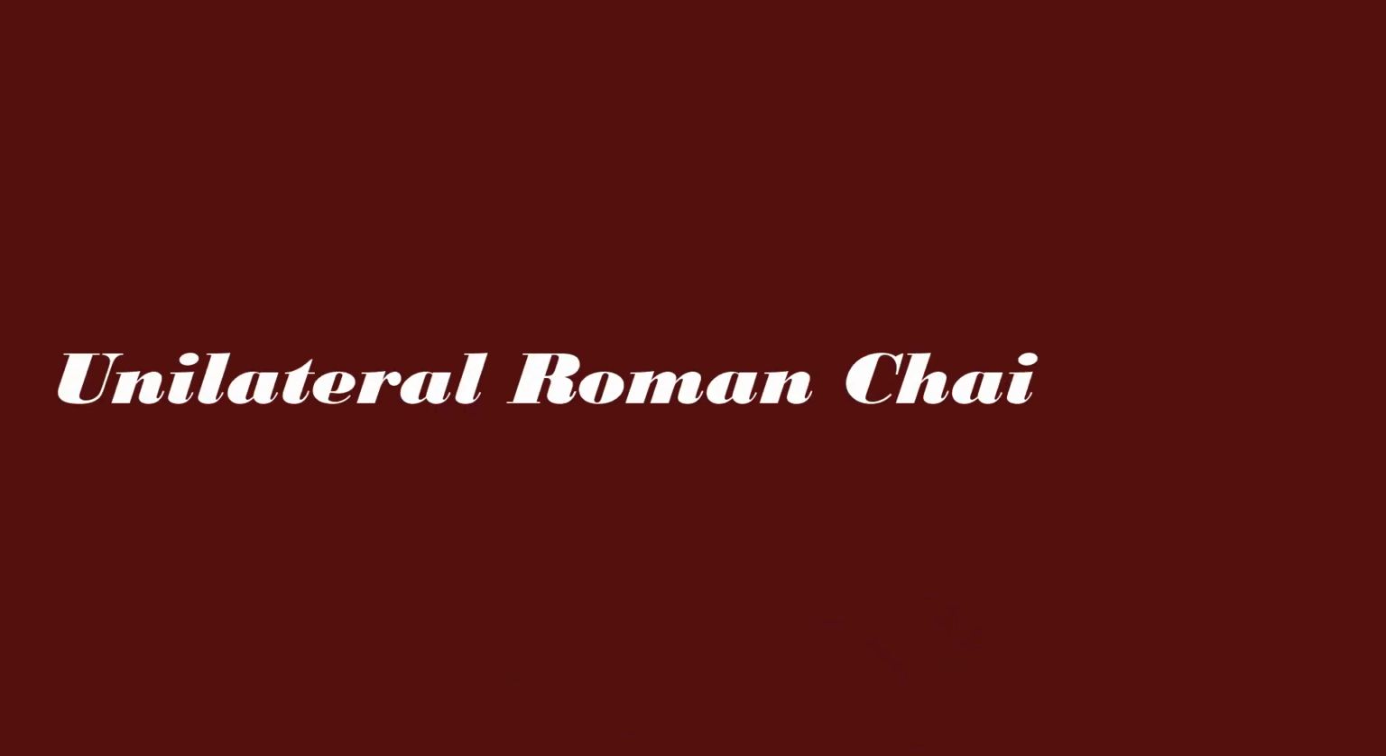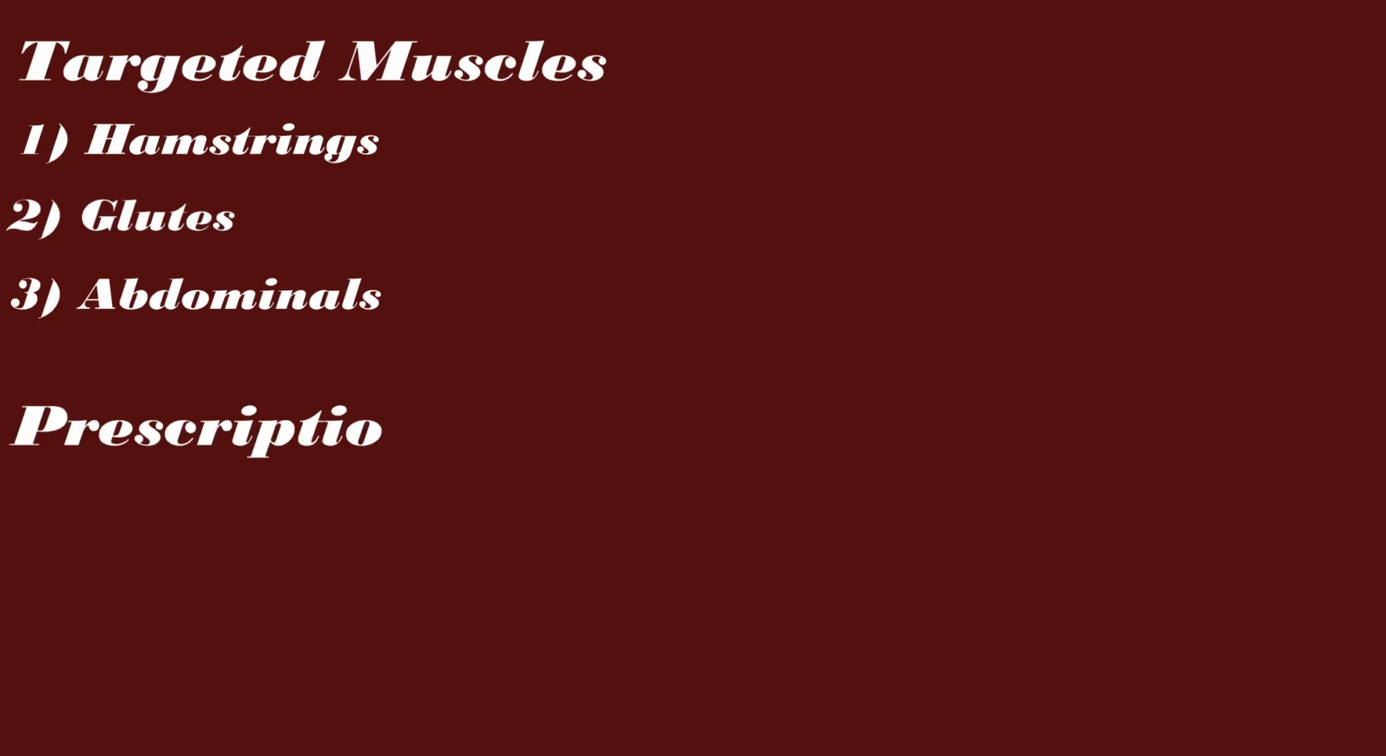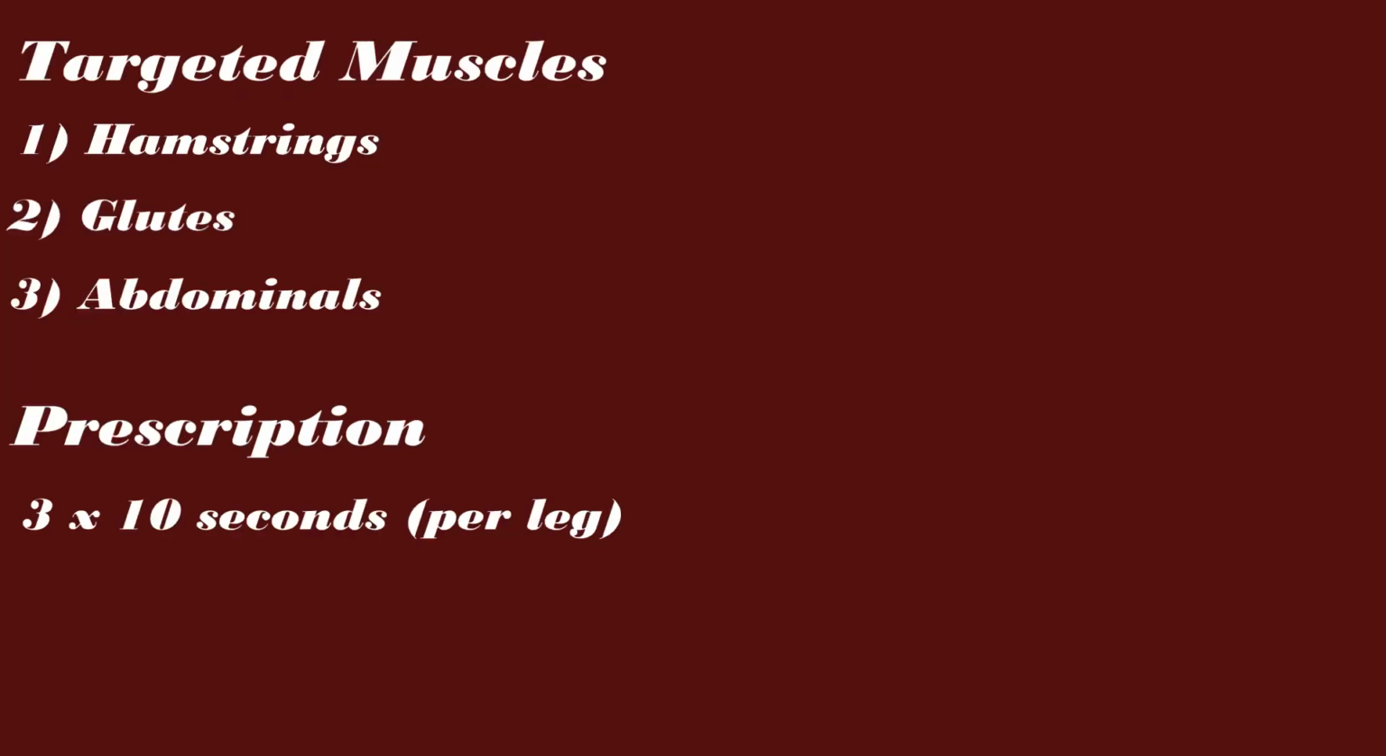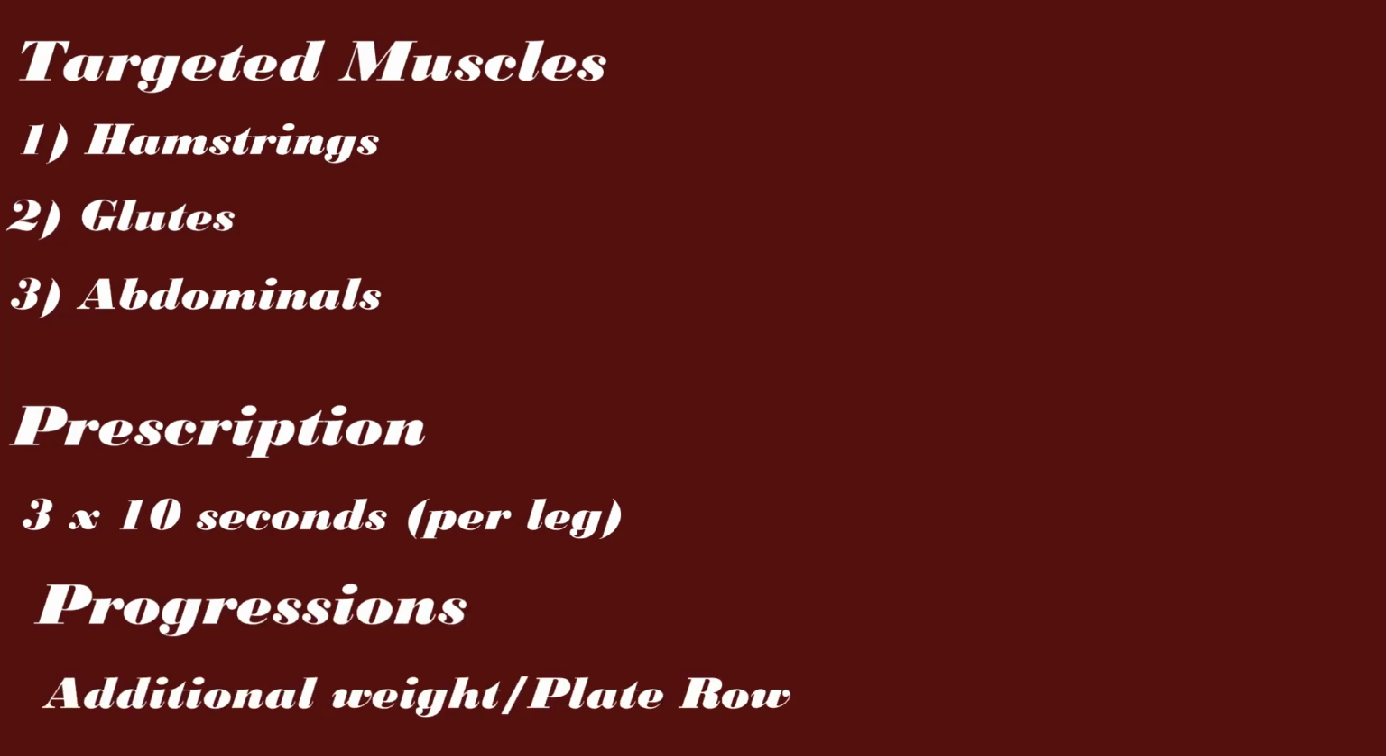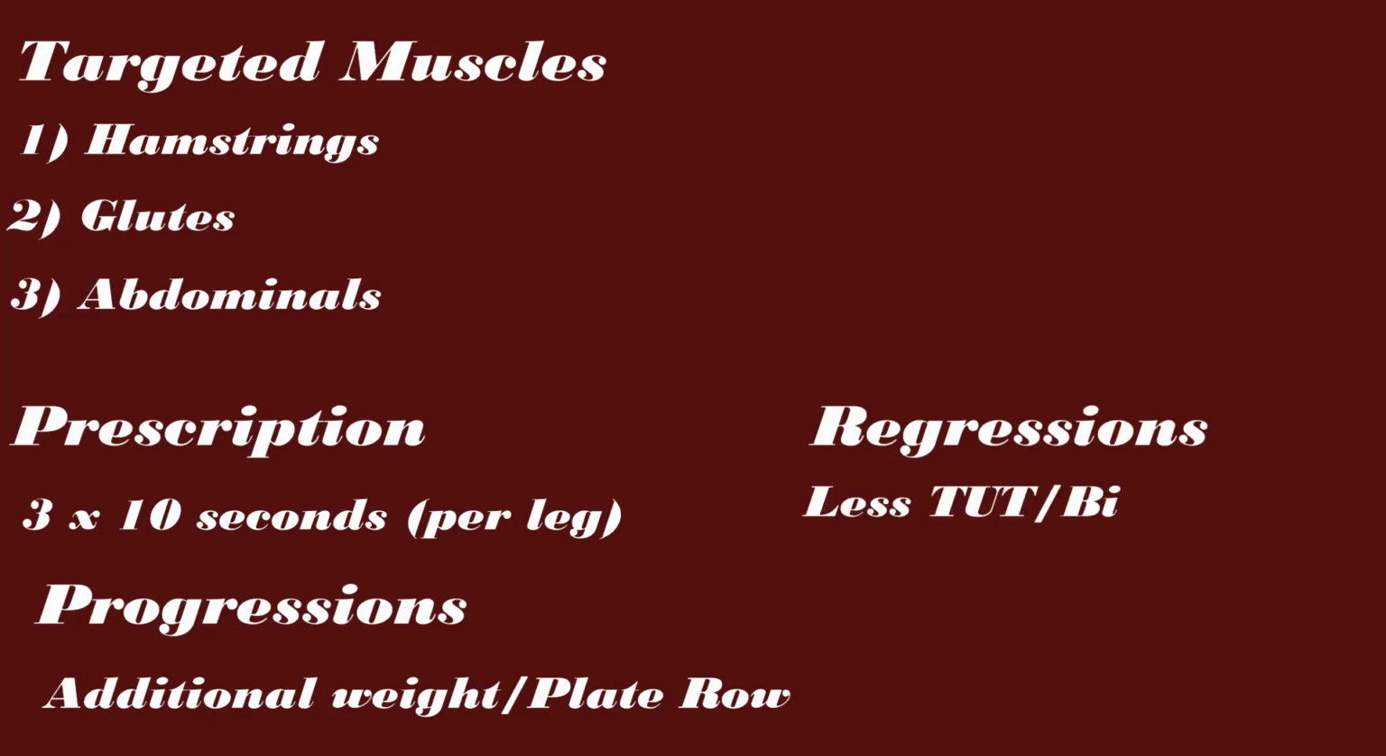The unilateral remaining chair hold. The targeted muscles of this exercise are the hamstrings, glutes, and abdominals. The prescription for this exercise is 3 sets of 10 seconds per side. Progressions for this exercise include additional weight and a plate row variation. Regressions include limited time under tension, lowered resistance, and a bilateral variation.